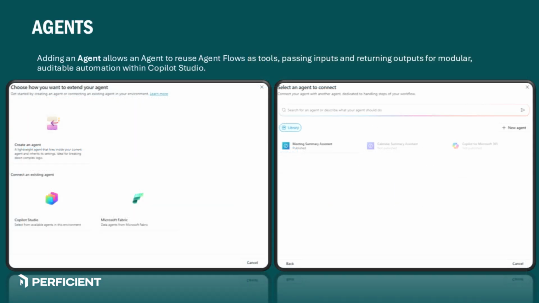Agents can also reuse other agents or agent flows as tools. This creates modular, reusable automation where inputs and outputs are clearly defined. It supports better governance, auditing, and scalability. This design pattern allows teams to build sophisticated solutions without duplicating logic across agents.